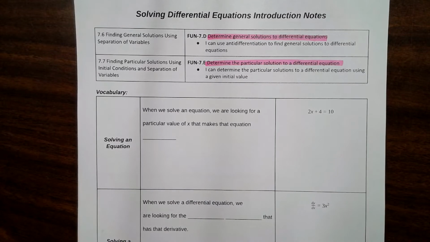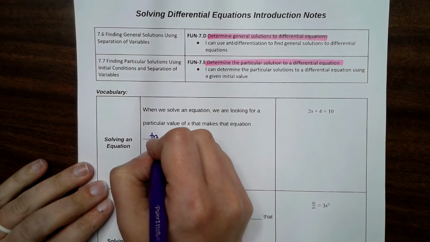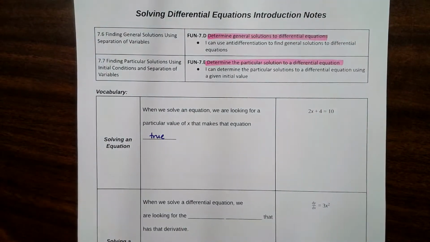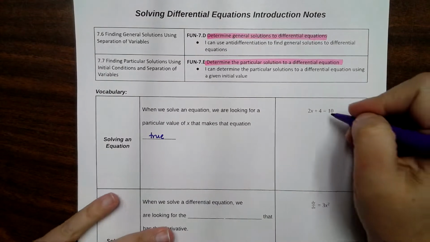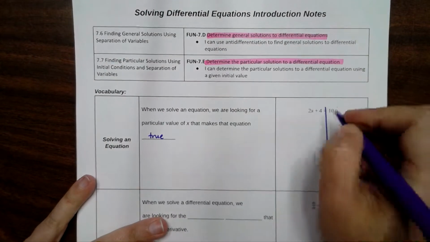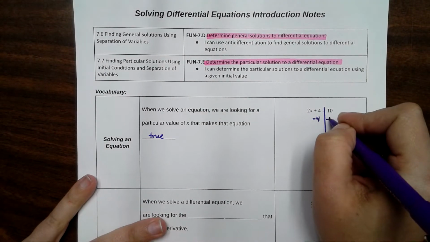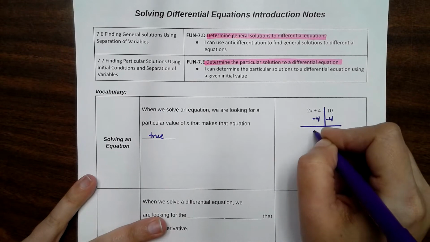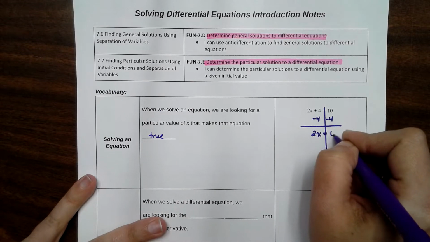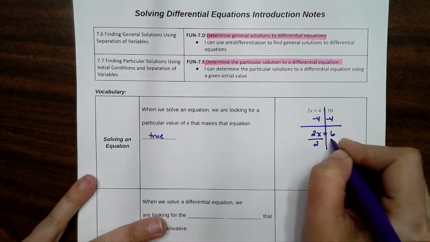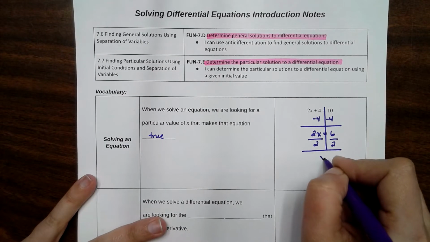So instead of just checking to see if a solution works or doesn't, we're going to be finding the solutions for ourselves. In order to help you understand this, I want to go back to what it means to solve an equation. When we solve an equation, we are looking for a particular value of x that makes that equation true. When you first learned how to do this, you started off with really simple equations like the one shown. So if I wanted to solve this equation, I would start by subtracting 4 on both sides, which means I would have 2x equals 6. And then we would divide by 2 on both sides, which means we would have x equals 3.